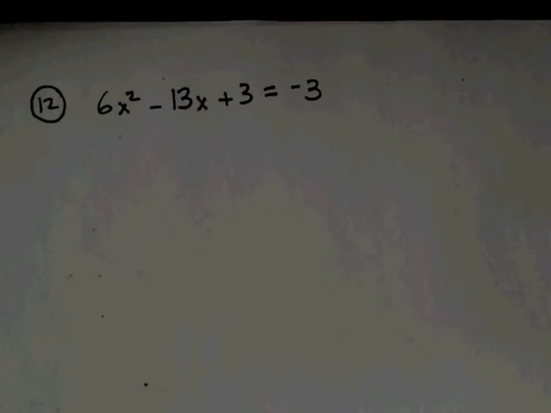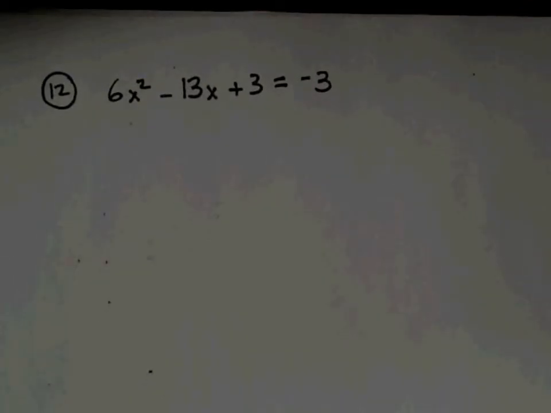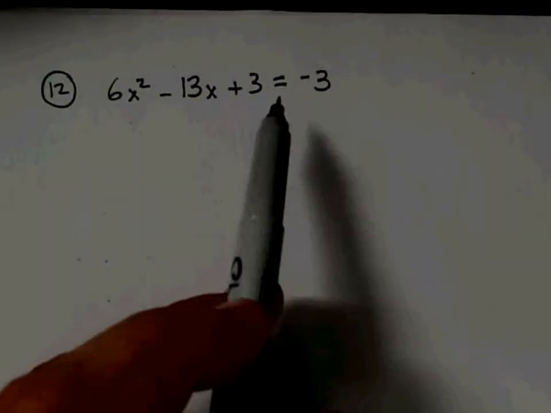All right. So this is what the question looks like for number 12. I just used X's instead of B's so you wouldn't be really confused about that. But the reason why I chose different variables is so that you know that they don't always have to be X's. Okay? So we're going to have to make it equal to 0. So I'm going to add 3 to both sides.